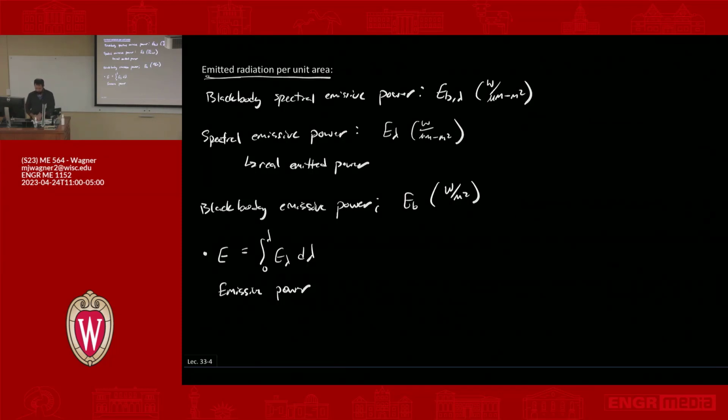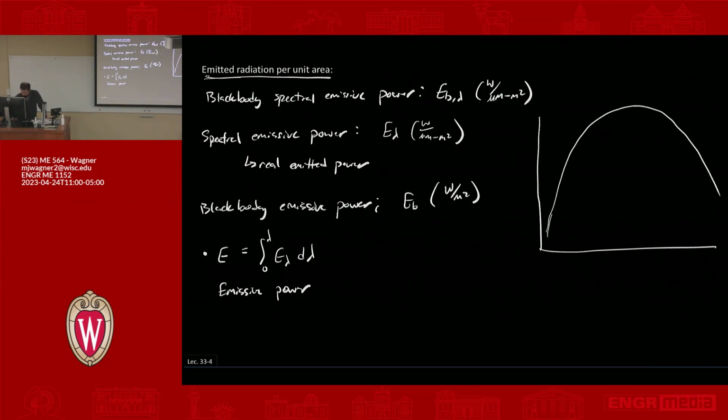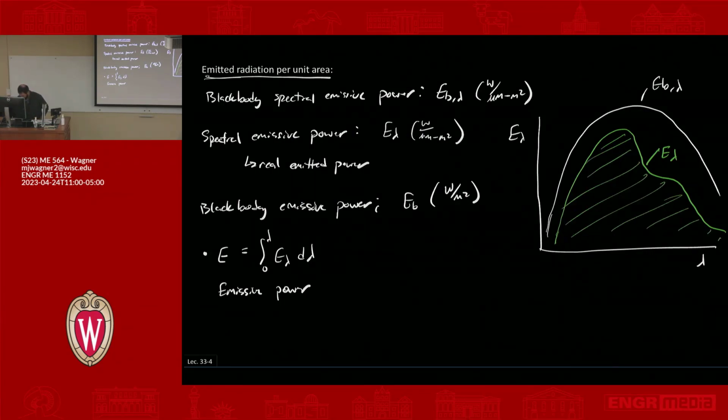Let's sketch out what I'm talking about, just so we're all clear. The first thing is a black body spectrum. Let's pick some temperature. That's going to look like this. This is E_B as a function of lambda. A real surface might fail to achieve that ideal, and it might look something like this. This would be E lambda, my real surface. Here we're plotting wavelength, and on this axis we have emissive power. The integral is the area here.